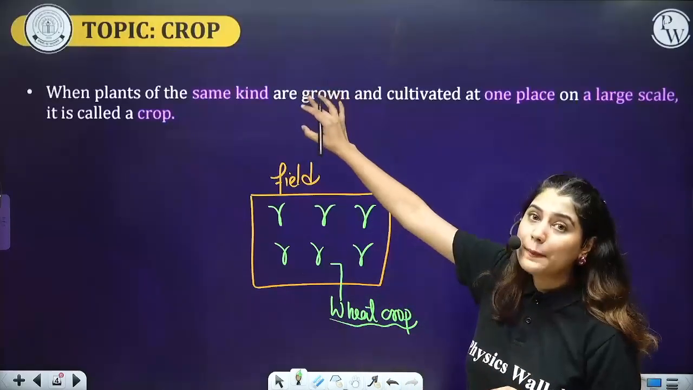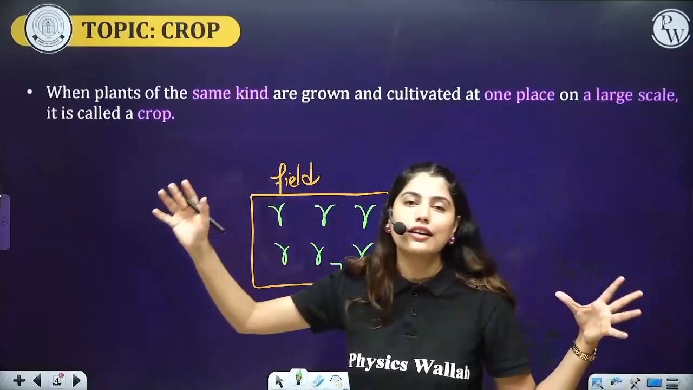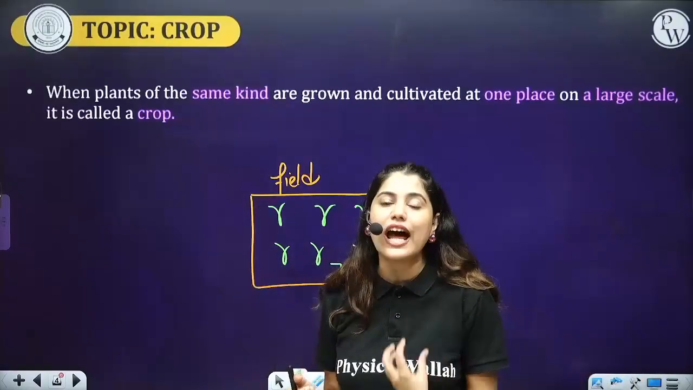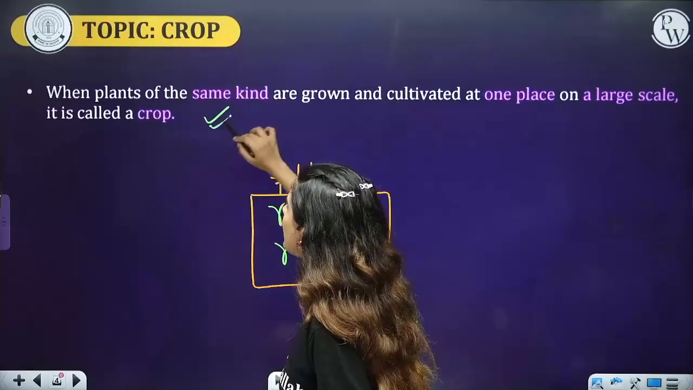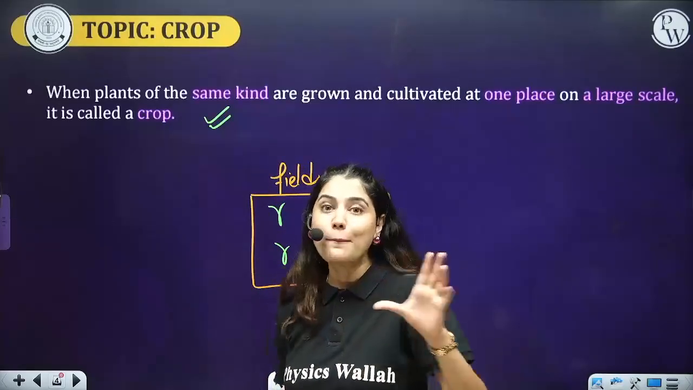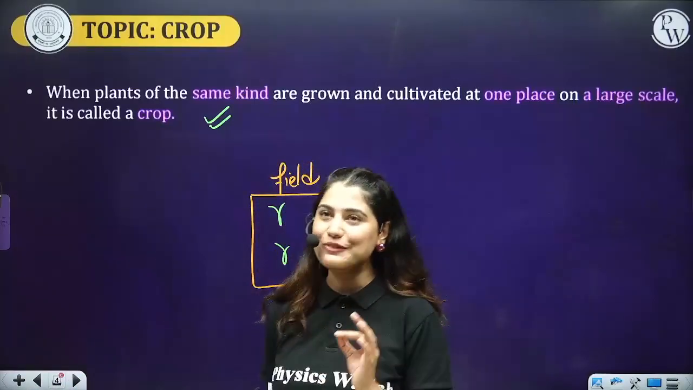So crop is when plants of the same kind are grown at a large scale on a single piece of land. This we call a crop, right? I hope the word crop is clear. Now the crops can be of different types. Let's have a look at it.